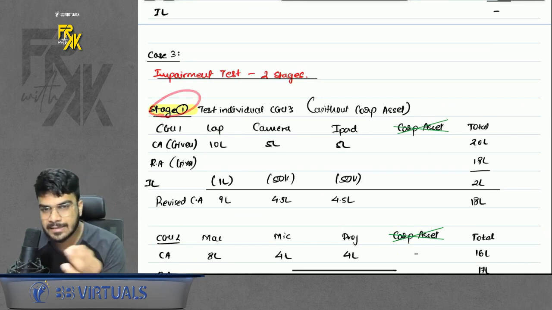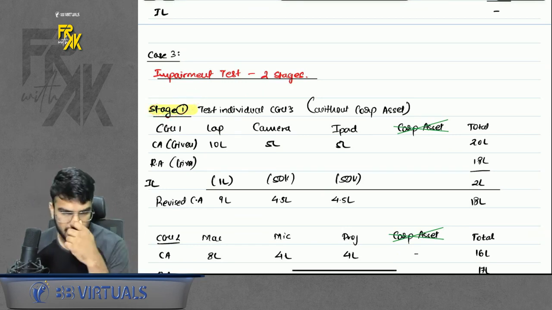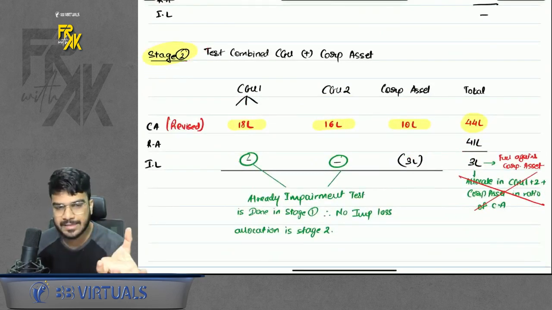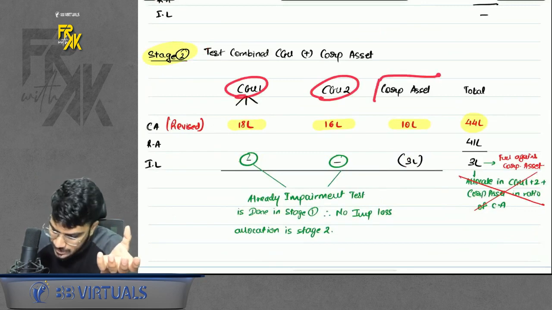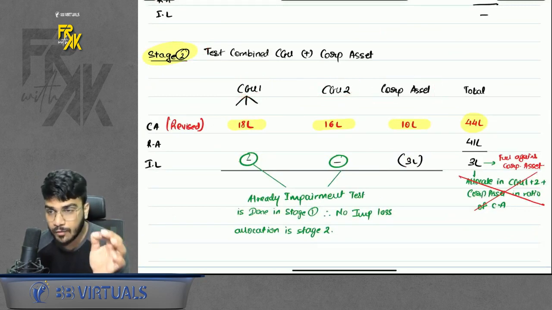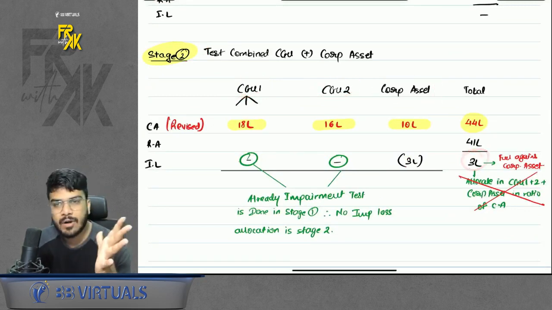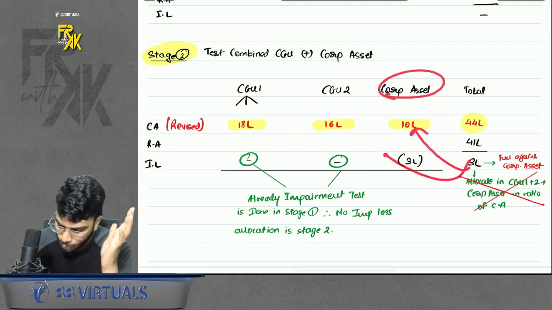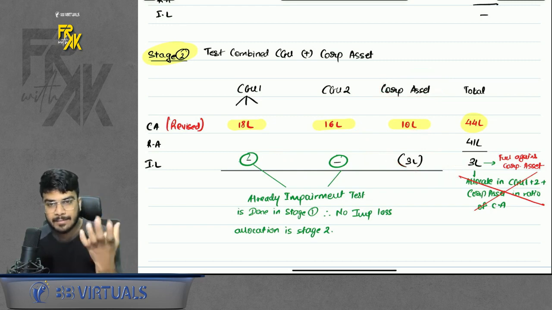Stage 1, test the CGUs, assuming there is no corporate asset. So we tested 1 and 2. Then in stage 2, we will test both CGU1 and CGU2 plus the corporate asset. Now, if we get any loss, ideally what we say in case of a corporate asset is do not allocate to the full corporate asset. We will say, allocate to all of them, but apply some logic.